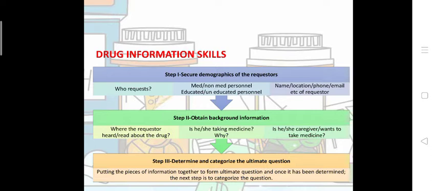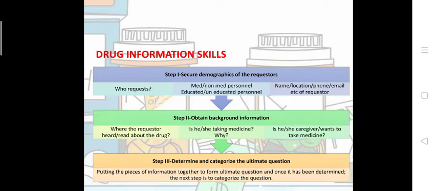So let us try to understand. You are a pharmacist, you are working in any of these centers. So step 1, you are securing the demographic of the requester, whoever is requesting the information. You are trying to find who is requesting. You find whether he is a medical or non-medical person, whether he is educated or uneducated. Then you try to find the name, location, phone and email ID of that particular requester.